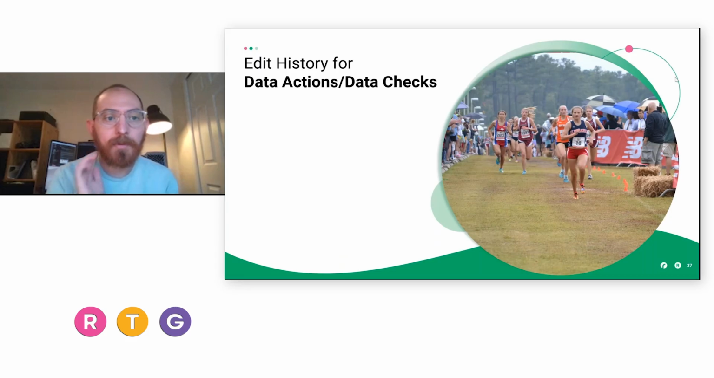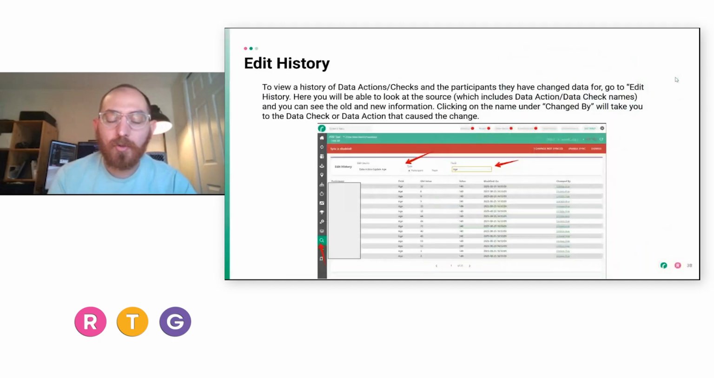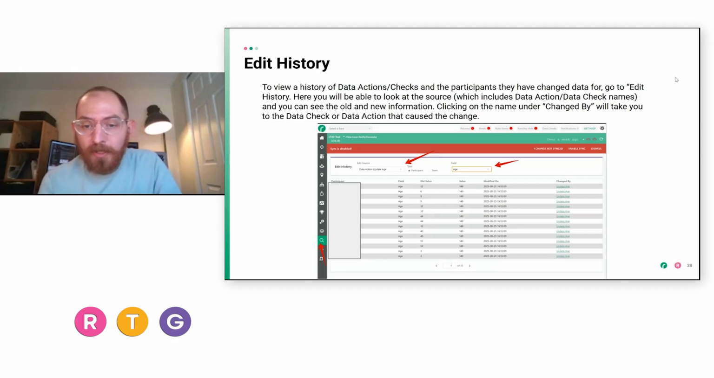Okay, next we're going to talk about data actions and data checks, the edit history portion of this. In RaceDay scoring, there is a little magnifying glass in the bottom left. This is a global edit history for this entire race. Show me all the changes that have happened to all the different fields in the system. Show me the source, who it was changed by, what the old value was, and what the new value is. So this is very powerful stuff.